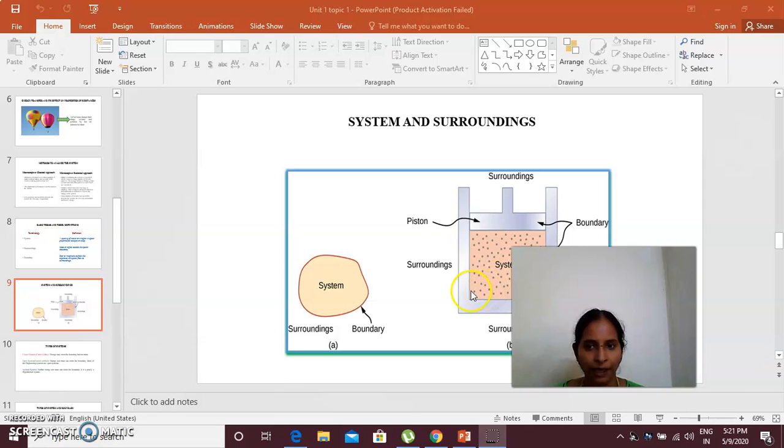Here is one more example. You are taking a piston cylinder arrangement. Inside the cylinder you have a gas of some particular mass. This is considered the system, and here you have the piston. This is considered the boundary, and outside this cylinder arrangement is the surroundings. In all directions you have the surroundings, outside the boundary.